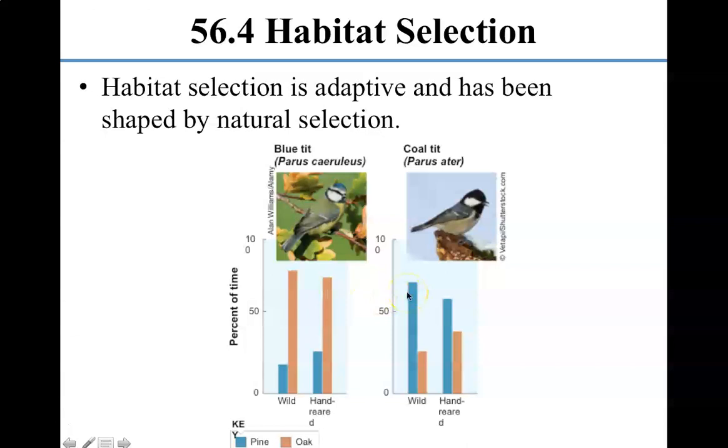And then with the coal tits, these are the opposite. They find the wild type prefer pine forests, and when they rear them in a lab and then release them into the wild, they still prefer pine forests, but not quite as much. So there's a mix of instinctive gene-based behavior here, right? This isn't learned behavior. And natural selection has basically acted on these two different species to prefer a particular habitat.